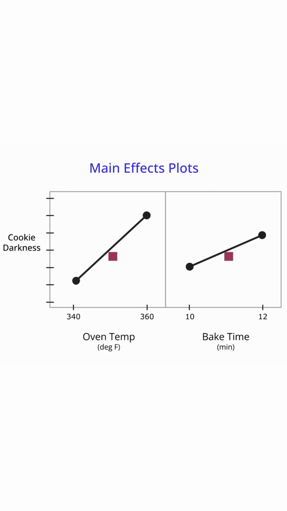If you ever see an effects plot that looks like this, that has a symbol in the middle of the low and the high factors, that symbol is what's called a center point. It means that the team collected some data with all the factors set right in the middle of their ranges.